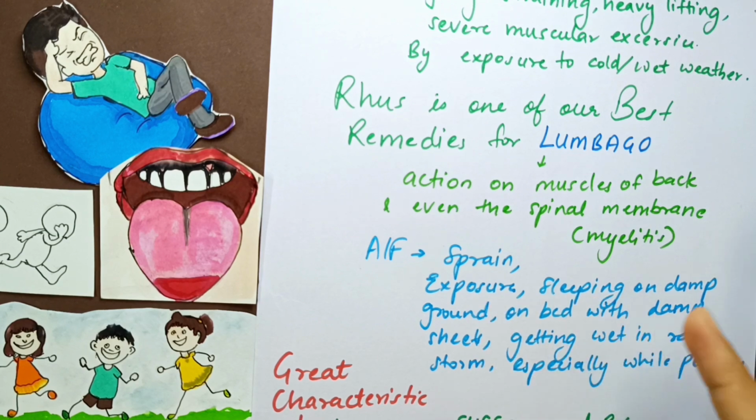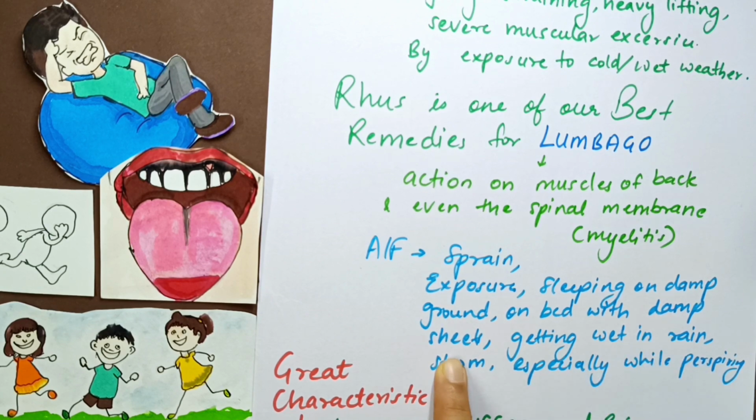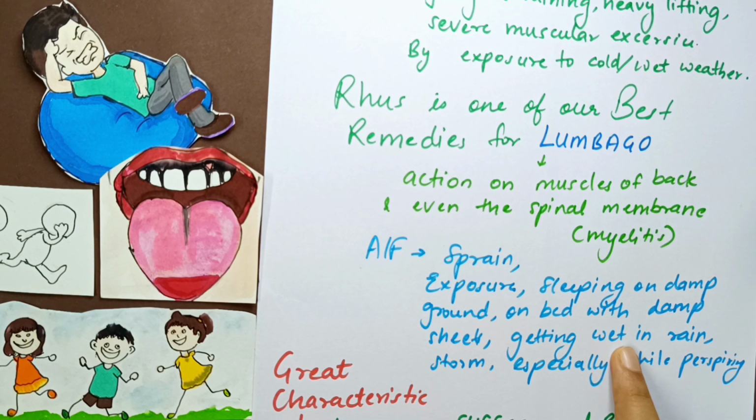Exposure and sleeping on damp ground, which we have already talked about, on bed with damp sheets, getting wet in rain. Right now it's rainy season, so you'll have many of your relatives come to you and tell you that I got wet in rain, and after that my throat is aching. Or maybe they'll say that I have this coryza, a watery nose. Maybe they'll just say that my whole body is aching. You'll ask what happened yesterday, maybe did you have ice cream, and then they will tell you that I got wet in rain.